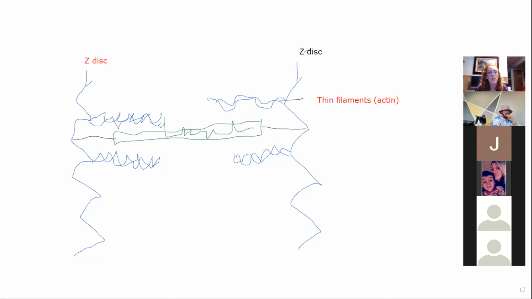I'm just trying to color that out. That didn't work very well. I'm trying to color this out. This little part right here was a mistake, but if I erase it, it's going to erase everything I just drew there. So this is my thick filament, and it's myosin.